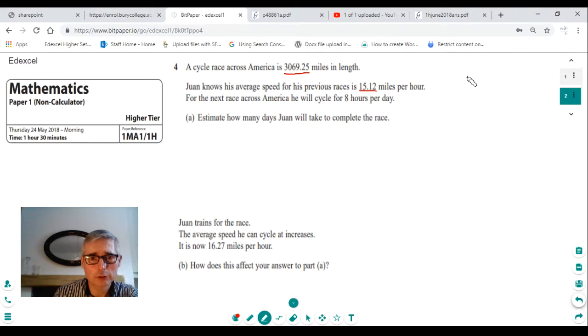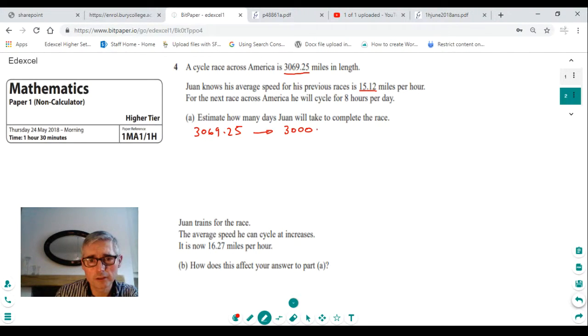So we're saying that this cycle race is going across America, and it's this distance, 3,069.25 miles. So what we need to do is approximate that number. I would say a sensible approximation would be, in this case, to one significant figure, and that would be that 3,069.25 miles will approximate to 3,000. Okay, much easier to work with, gives us a sensible estimation.